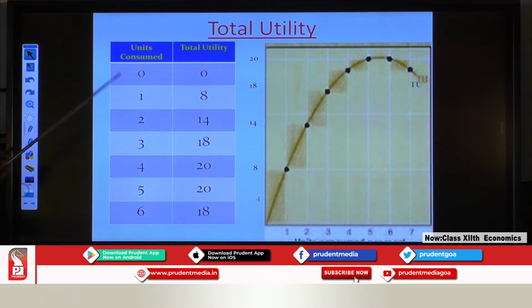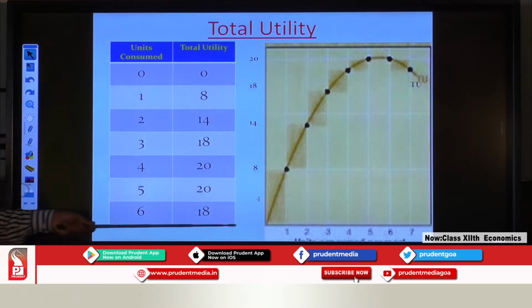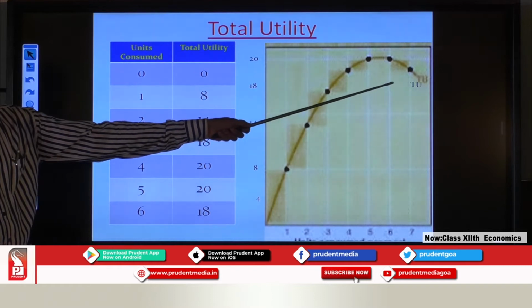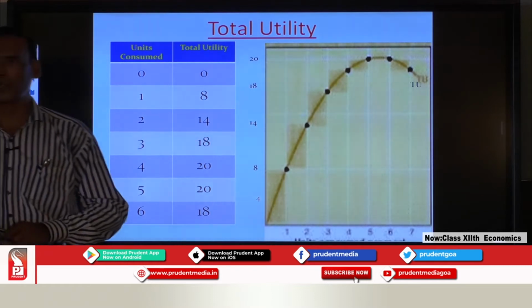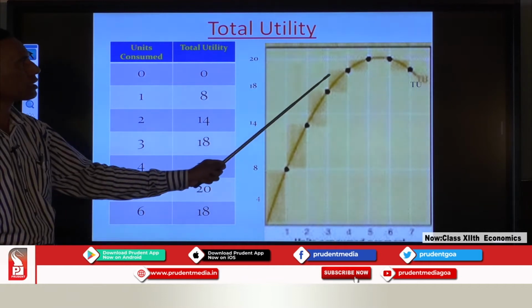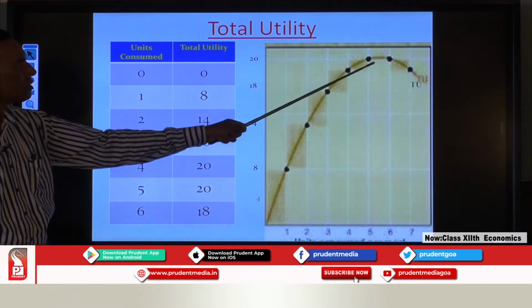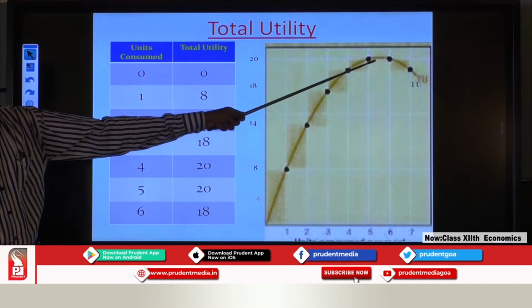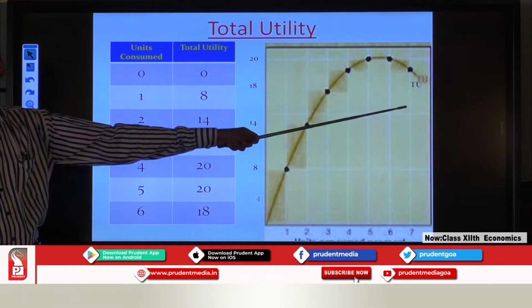When you plot these points in the form of a graph, you are going to get a curve that rises and then starts falling. Now, the psychological effect or the behavior that I told you about is, when you continuously keep on eating, you develop a dislike for that commodity and then it starts declining.